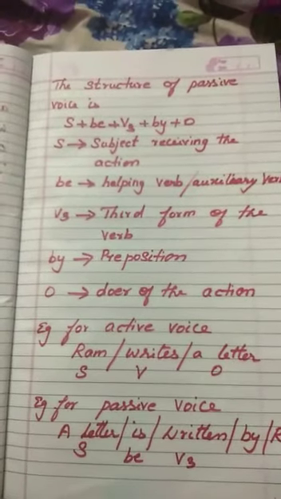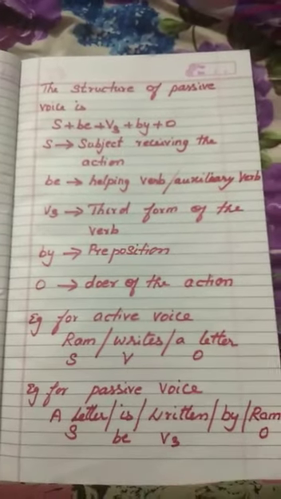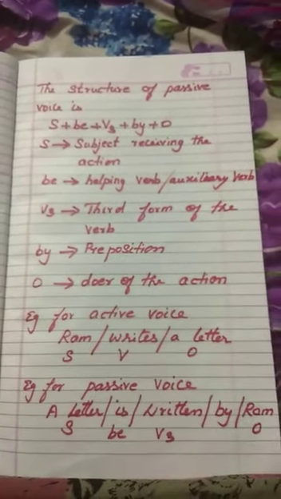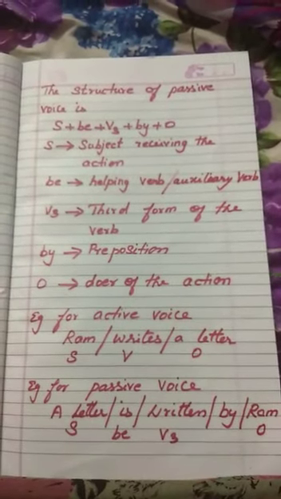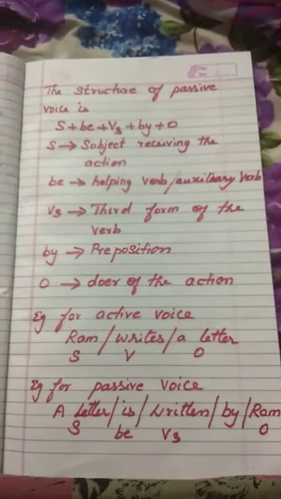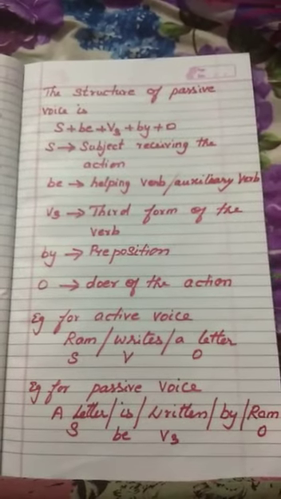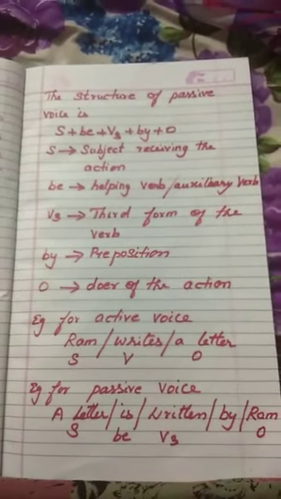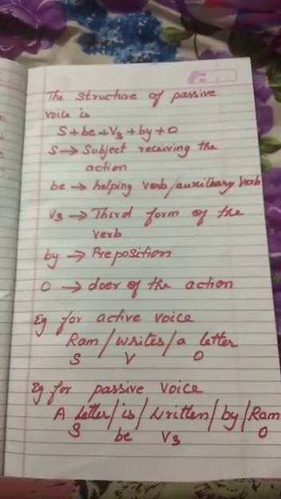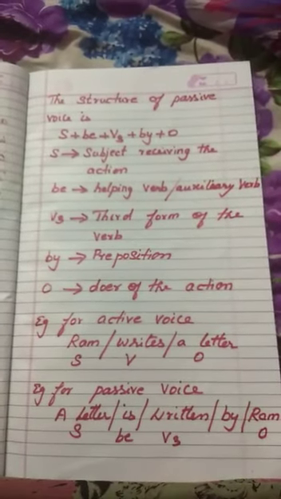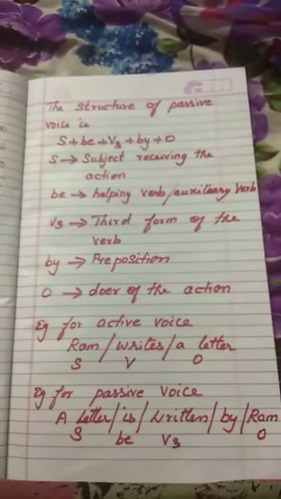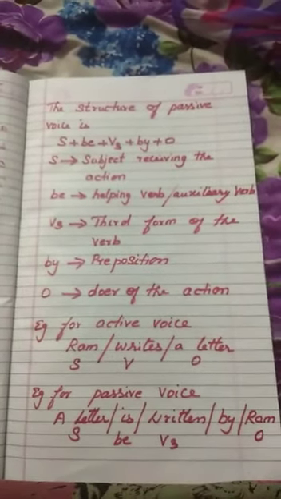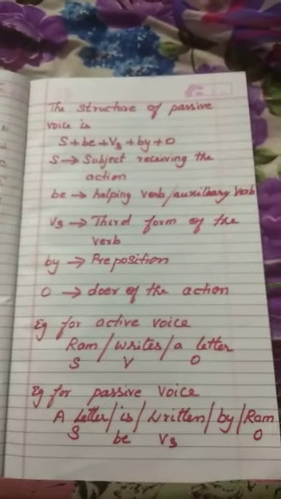And for example, for passive voice, a letter is written by Ram. So the receiver of the action comes first, a letter. And then when it is converted, it is written as is, a be verb, and then written. So write, wrote, written. So written is the third form of the verb. And then we are using by and then Ram, the doer of the action, goes to the last.